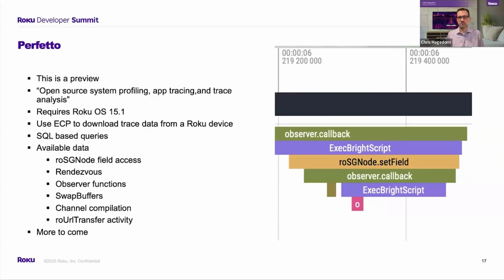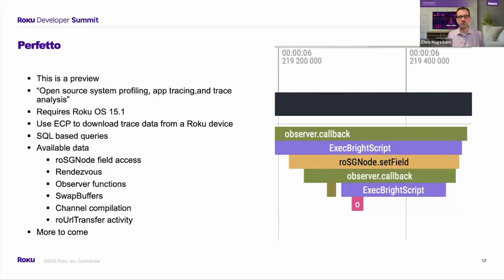So first off, what is Perfetto? According to their website, Perfetto is an open source system profiling, app tracing, and trace analysis tool. This is a tool that started in the Android development world, and we are making an attempt to adapt it for Roku development. Our plan is to make this available to you in Roku OS 15.1.